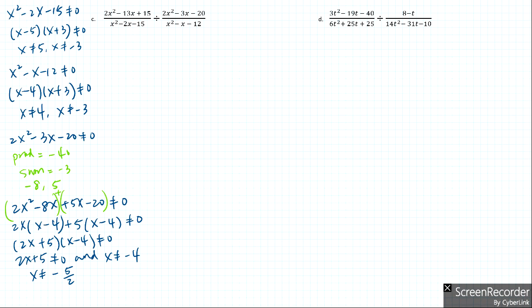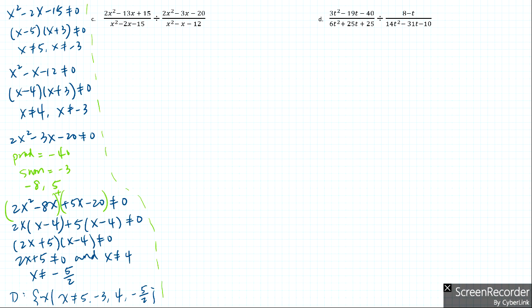So now let's combine all the restrictions over here. That's going to be the domain. x such that x doesn't equal 5, doesn't equal negative 3, doesn't equal 4. Negative 3 is a repeat, so we don't have to write it. And then we have negative 5 over 2. And lastly, actually we have positive 4. I solved it incorrectly. So we have a positive 4, which is something we've already listed. So that would be the domain restriction over here. And with this, we can start working with this operation.